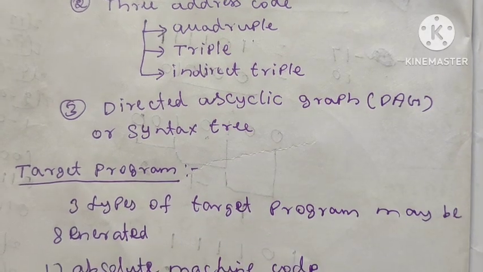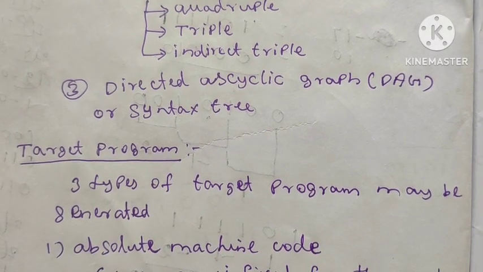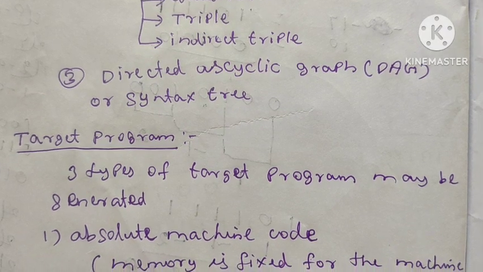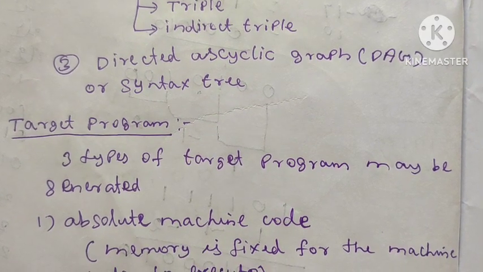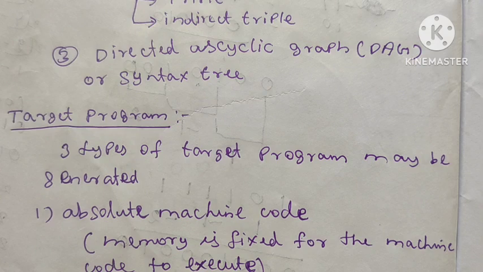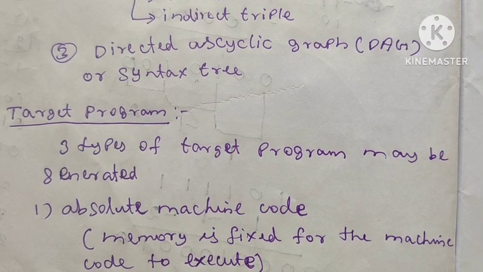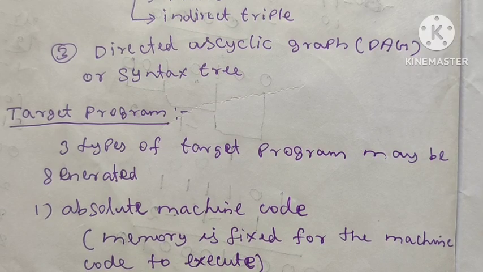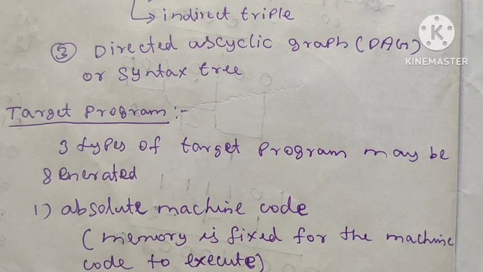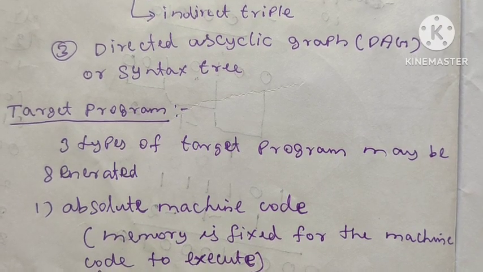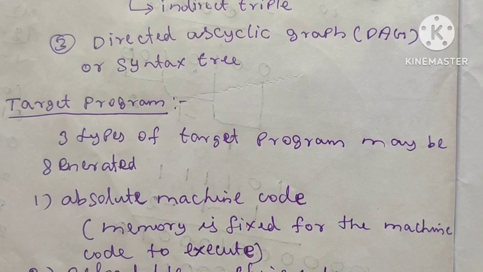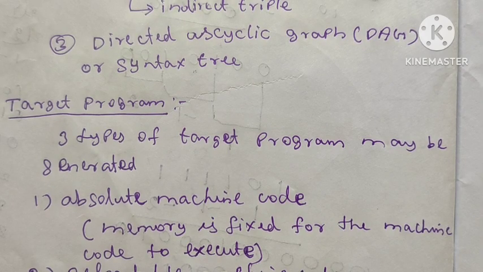The first version is whether the target program is going to be an absolute machine code. So what is meant by an absolute machine code? When we talk about absolute machine code, the memory is fixed in RAM. So the code will be executed in a fixed portion of the RAM. Of course, you know that whenever we want to execute a code, that code has to be loaded inside RAM. So it will be loaded in a fixed storage location. That kind of code is called absolute machine code.